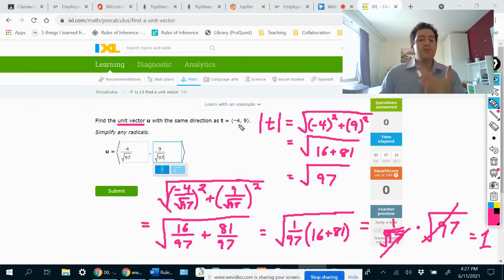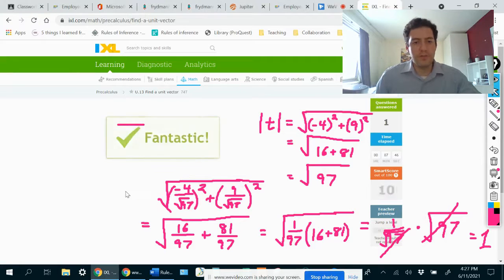We multiplied them specifically by 1 over the square root of 97, so that they're not only moving in the same direction, but also the magnitude of the new vector is 1. But any number times these components would give us another vector moving in the same direction, at the very least. All right, so let's move on to the next problem.